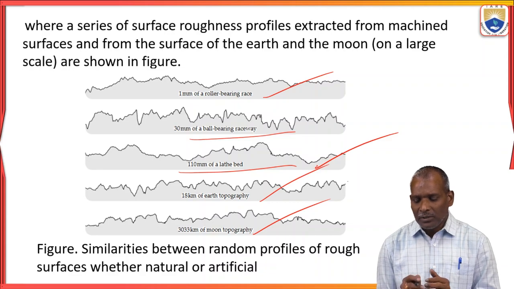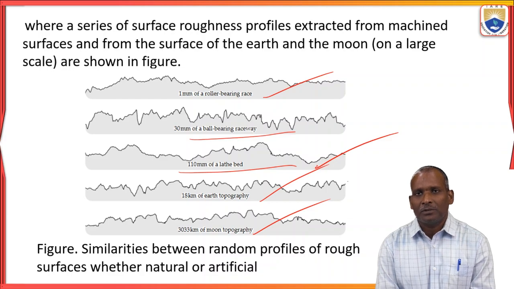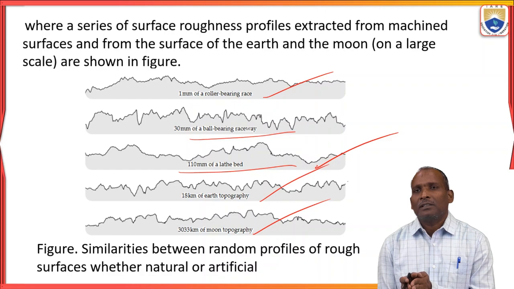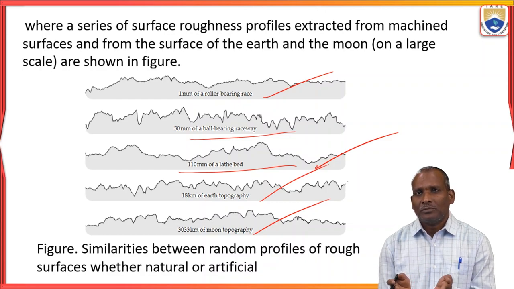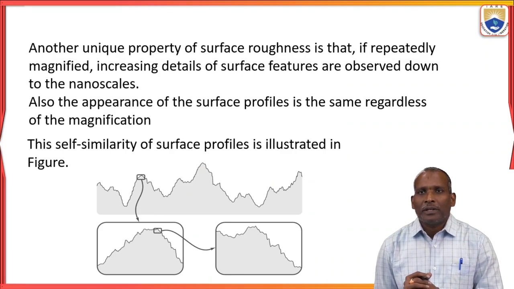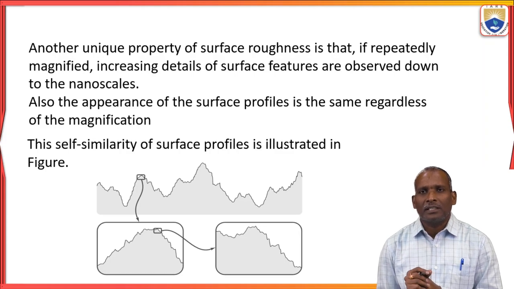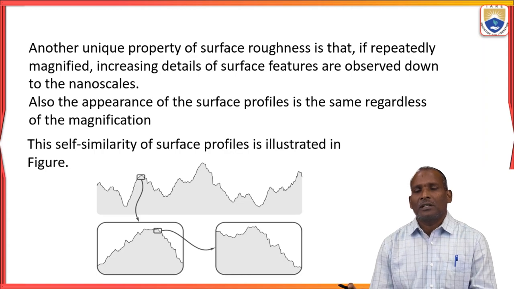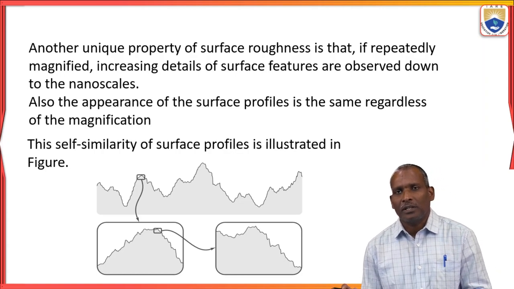Clear? So, similarity between random profiles of rough surfaces, whether natural or artificial. You take the random surface, and there is some similarity between the natural surface and the rough surfaces. Another unique property of surface roughness is that when repeatedly magnified, increasing details of surface features are observed down to the nano scales.